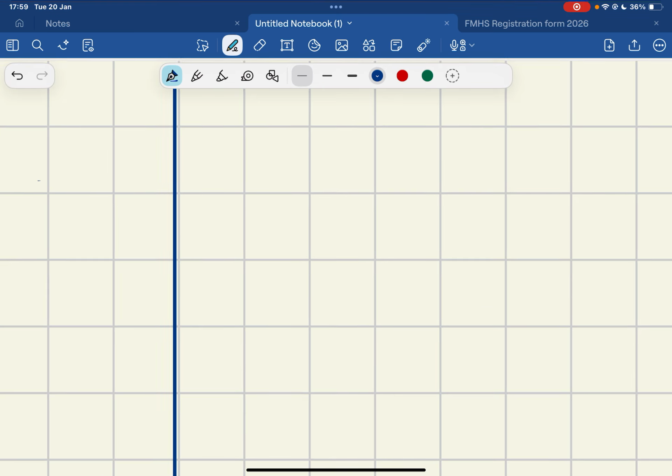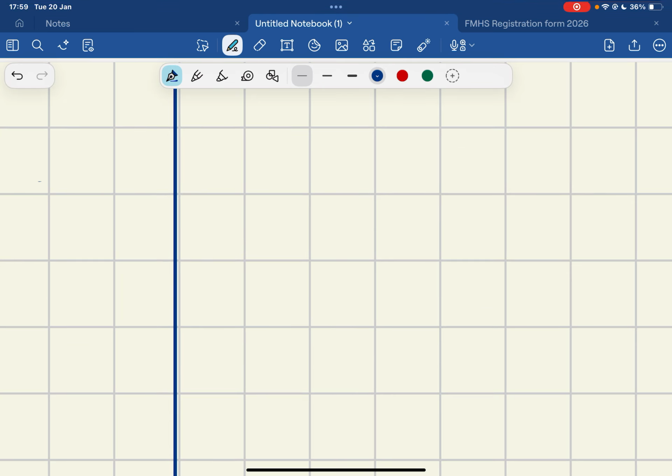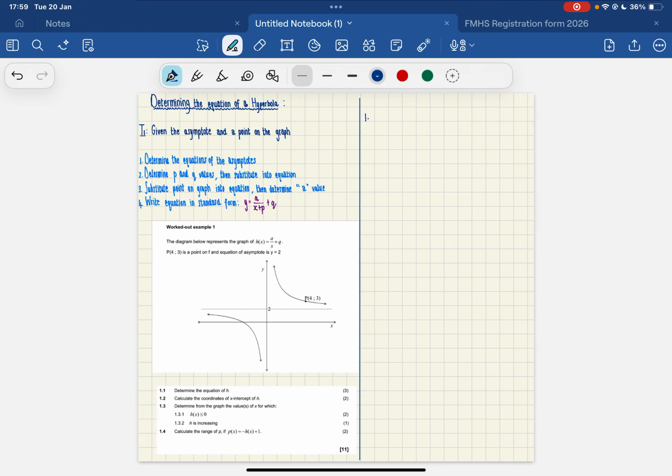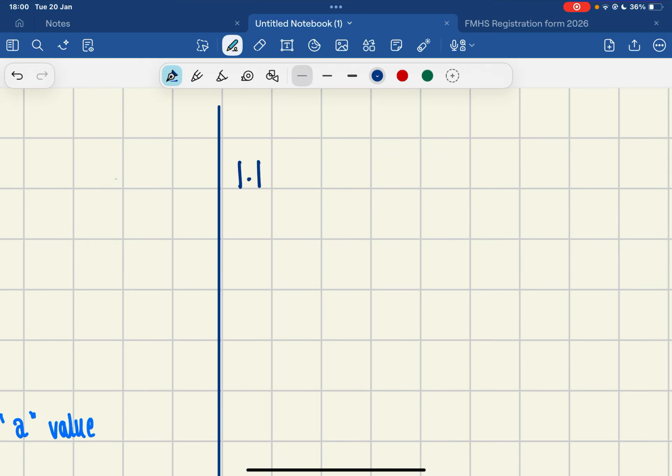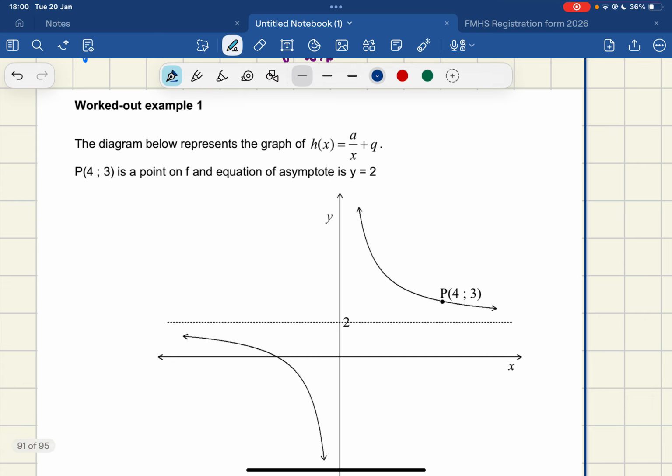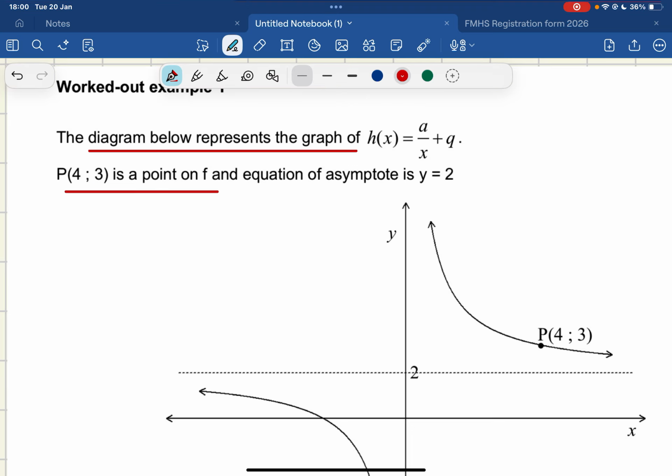Okay, here we go. Question 1.1. So it says we've got the diagram below of a graph, and they give us the formula of a hyperbola, and they say the point P is on f. So the point P is a point on the graph, and we have the asymptote y is equal to 2.